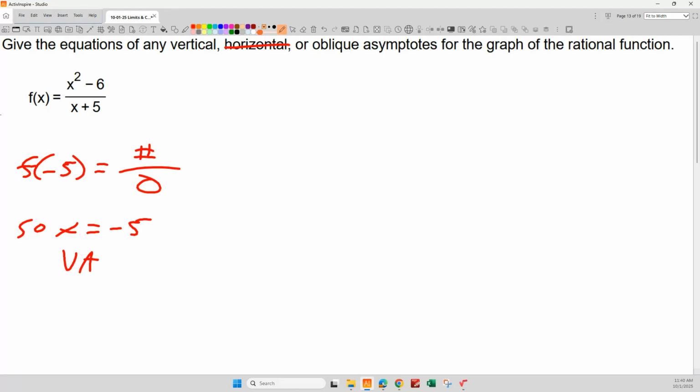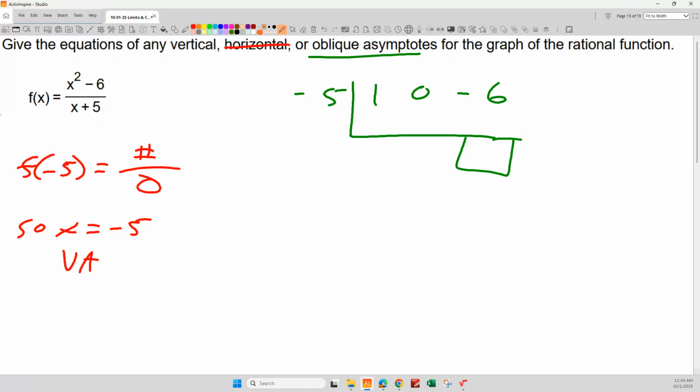Okay, what about an oblique asymptote? How am I going to get that? Divide. So we need to simplify this. Now, what would be the easiest way to do this division? Synthetic, because I have a linear factor in the denominator. So we'll use synthetic division. What goes on top? What goes out front? -5. Okay, good.